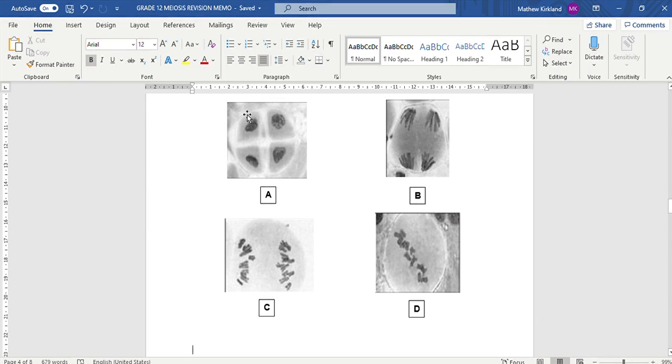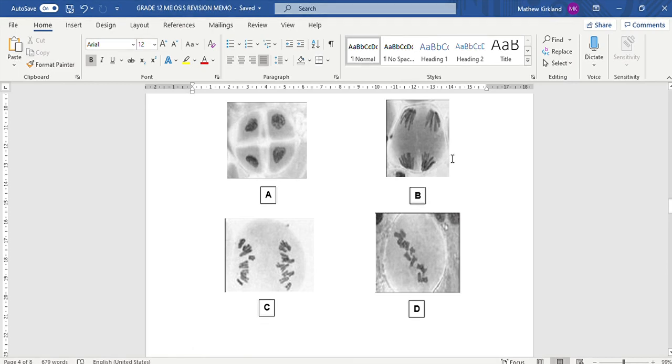How many is it going to? Well, there is 4 cells. So when is the only time that you're going to see 4 cells? Well, it's either going to be in telophase 2 or in anaphase 2, because anaphase is when it starts moving towards the 4. So that already gives us an idea of what's happening here.